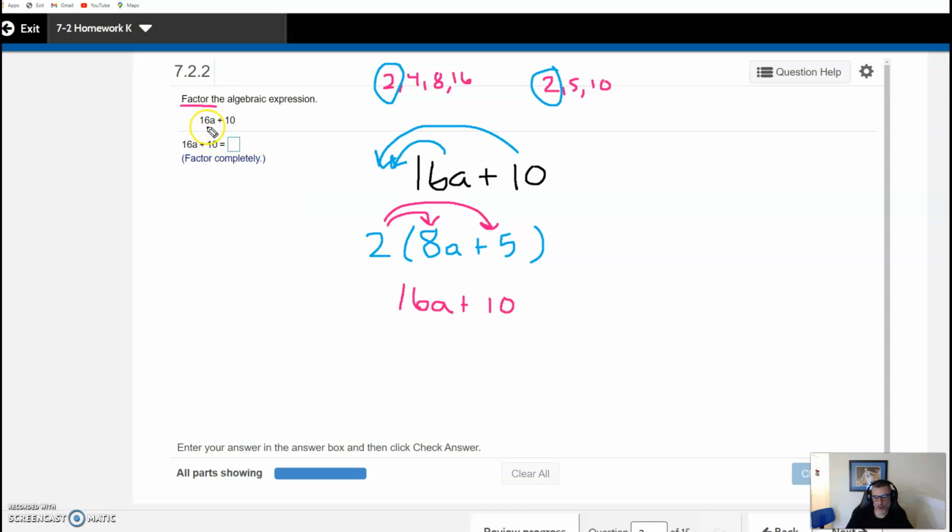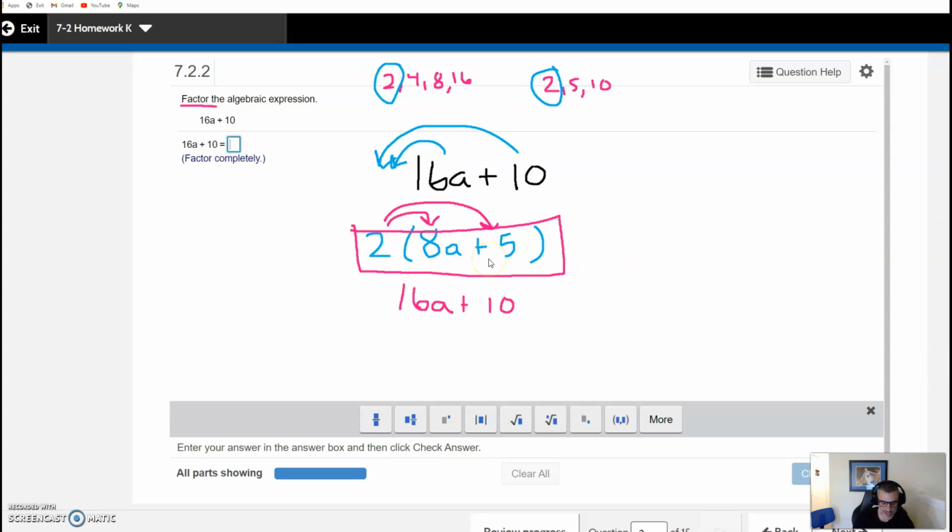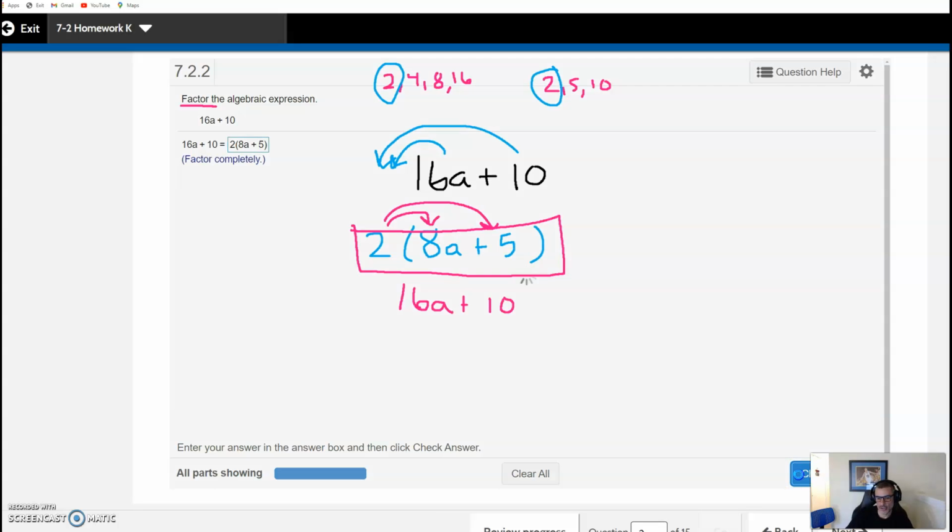So you're looking for the greatest common factor of both terms, and then instead of distributing it like I did here on step 2, we're going to pull it out. All right, so this would be my final answer right here. Be careful when you're typing it in that you type it in correctly. It's easy to get typos, and then I'll mark it wrong. So 2, parentheses, 8a plus 5. Don't forget to close parentheses. Check answer.